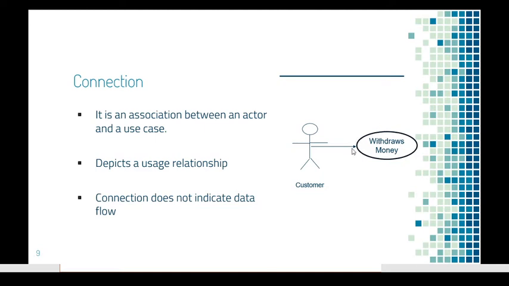So as you can see here, we have the arrows. Usually diagrams have an arrow if it is the primary actor. So since the customer is the primary actor, we put here the arrow for the withdrawal of money. That is the interaction of the system and the actor itself.